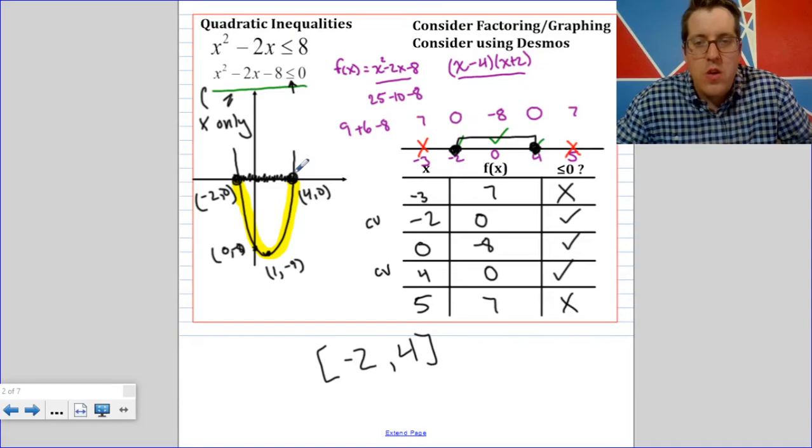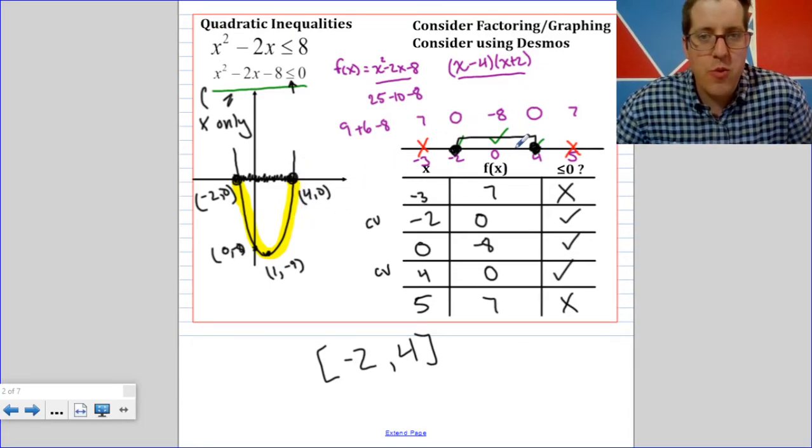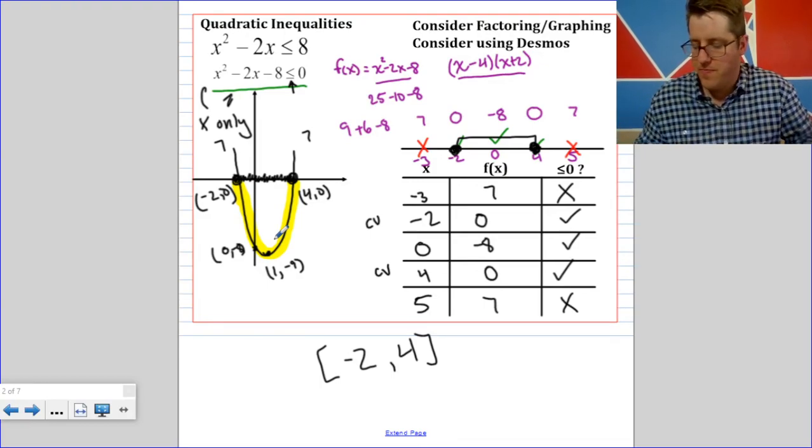So you need to understand these 2 separate ways. There's this 1-dimensional approach where we look at the number line and figure out, is the graph positive or negative? Or you can use this 2-dimensional approach and you can see if the y values are positive or negative.